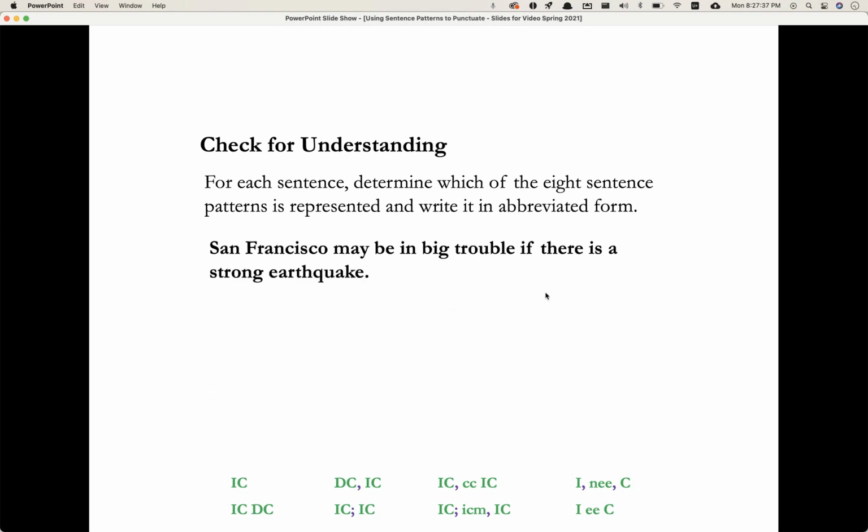Next one. Eight seconds. This one is ICDC. Don't be thrown off by the if, right? I know it's a little teeny word, but if is a dependent clause marker. And so San Francisco may be in big trouble is a sentence by itself. But then if there is a strong earthquake is not. So ICDC.